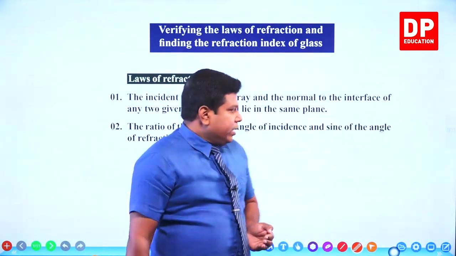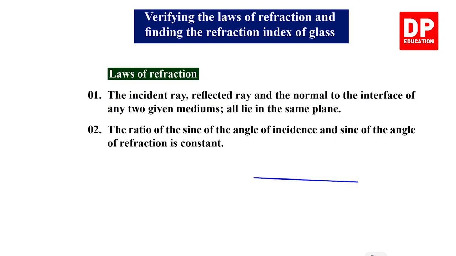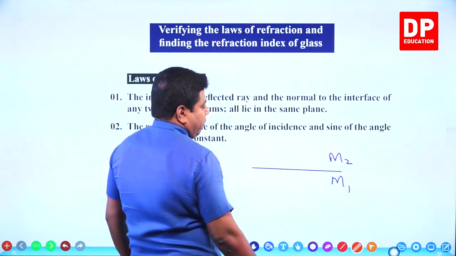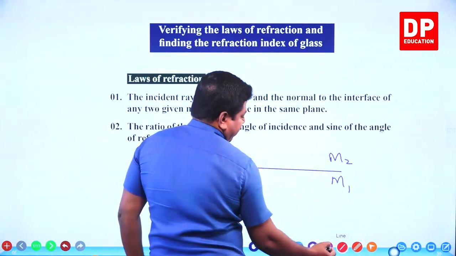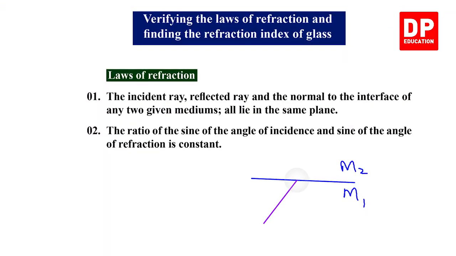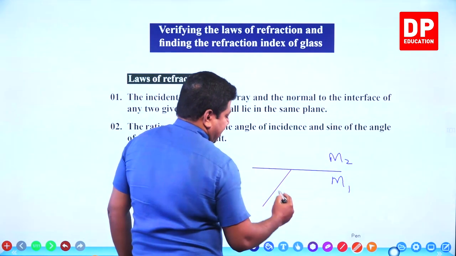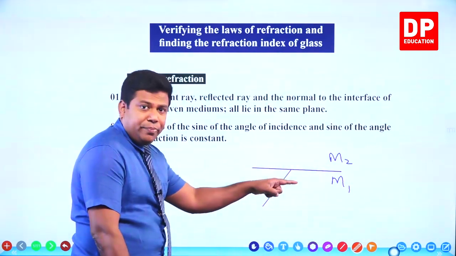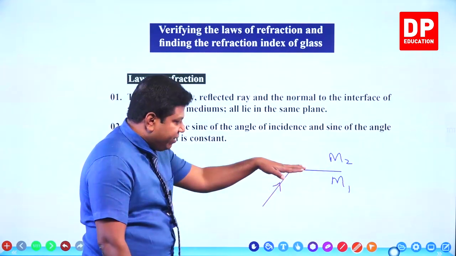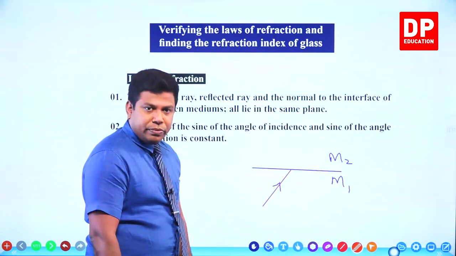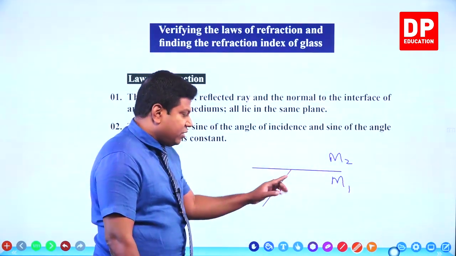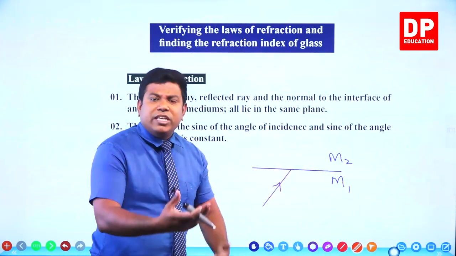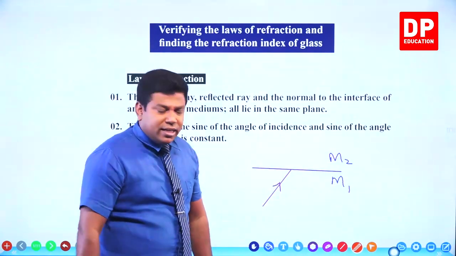So imagine, right? This is medium one. This is medium two. Let's say you get a ray traveling like this. So it reaches the surface of medium one like this. What will happen after this? It will not continue in the same path. It will get refracted depending on the density of each medium. How it will get refracted will differ.